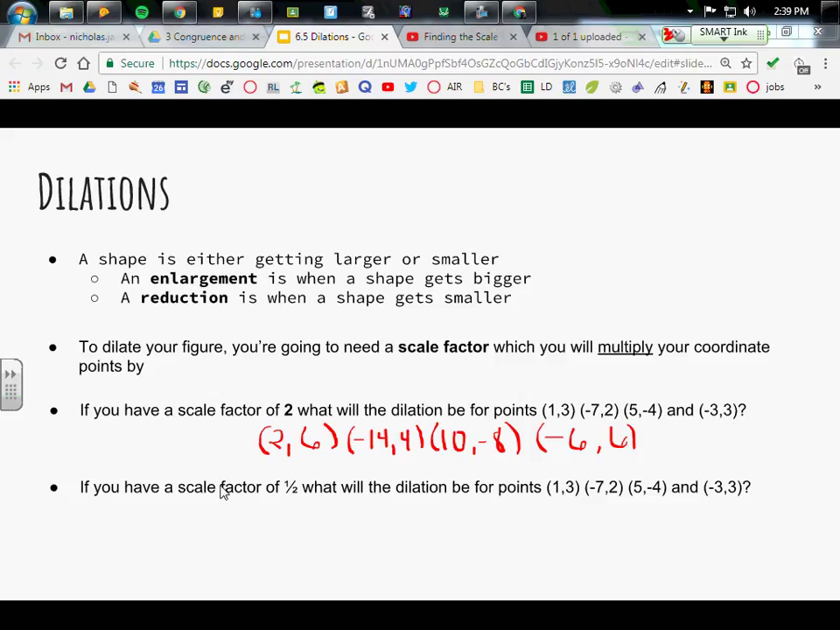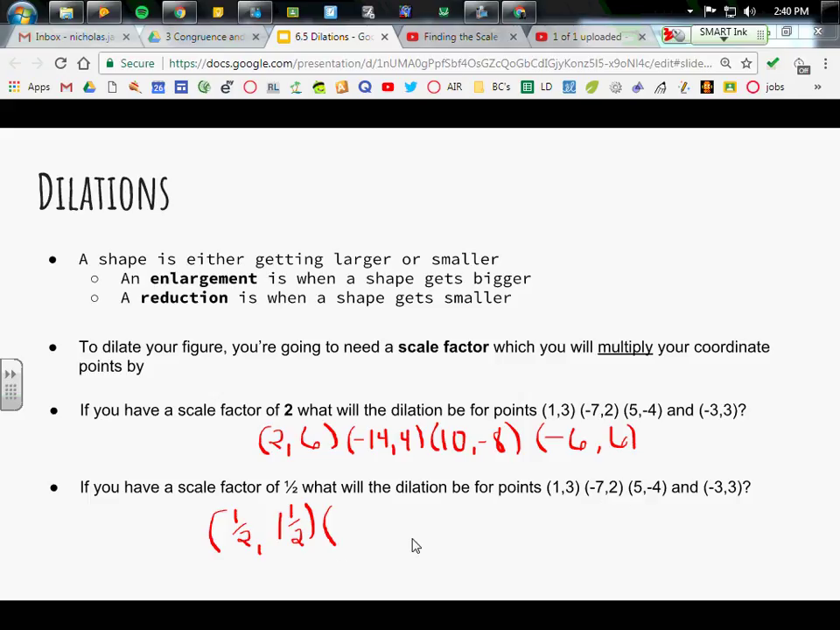All right, so let's look at this next problem. If you have a scale factor of a half, what will the dilation be for points (1, 3), (-7, 2), (5, -4), and (-3, 3)? Once again, we have to multiply all of our numbers by a half. So here's what we get. (1, 3) would become (1/2, 1 and a half). 1 times a half is a half. 3 times a half is 1 and a half.